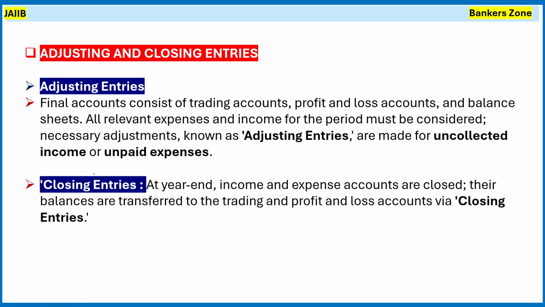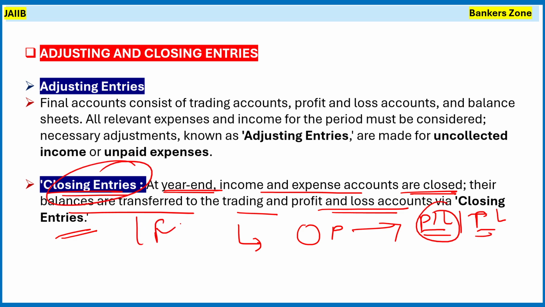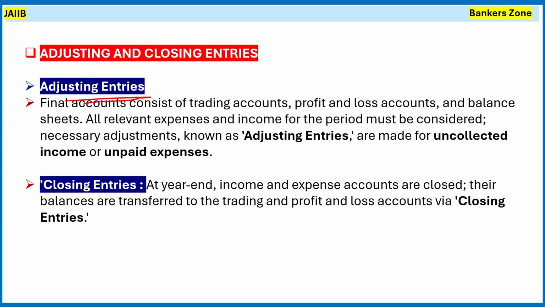Very simple. Now what is the closing entry? At the end of the year, all income and expense accounts are to be closed. Their balances are to be transferred to the trading account or the profit and loss account via closing entry. How do we make the closing entry? Whatever balance is there, we transfer it into either the profit and loss account or the trading account of a company. That is simply the closing entry for that financial year, because we have to make it zero at the closing of the year. So the adjustment entry is done at quarter end and year end, while the closing entry generally happens at year end. These are two small concepts.